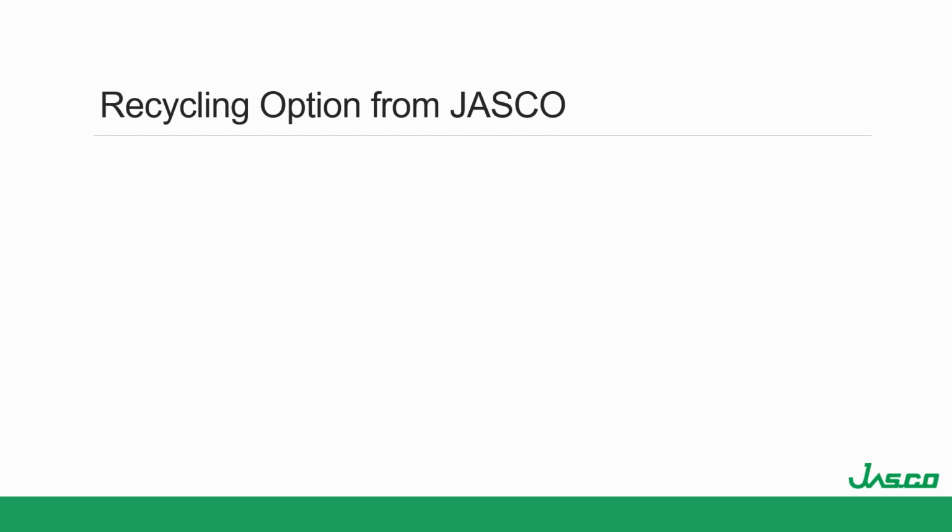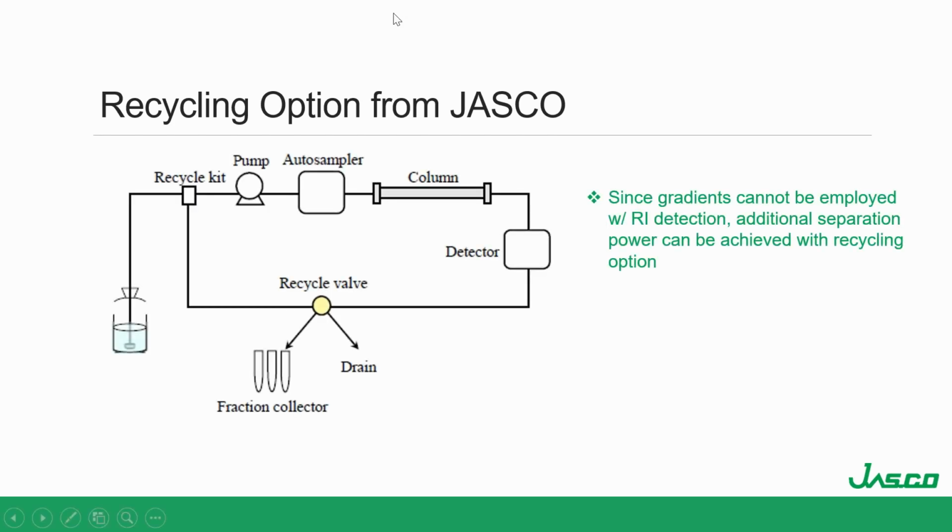Another option is to use a bunch of columns in series, which a lot of people do. But in this case, a bunch of columns would not be necessary. So here you see we have our system. We have our pump, our autosampler, our column and detector, just like you would in any other system. As you come out of the detector, you come to a recycle valve. When this recycle valve is closed, the flow goes straight through. When open, it has two positions. You could either go to waste or onto a fraction collector.